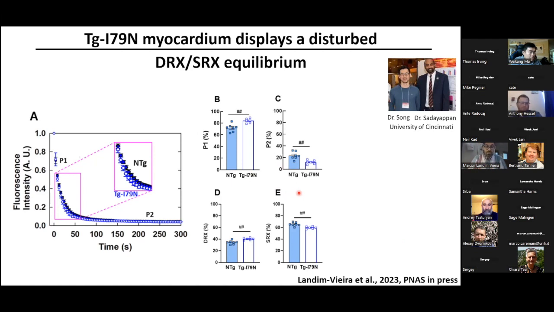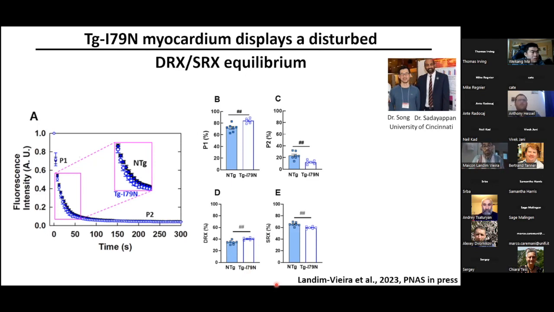And later, when we measured the approximate percent of myosin heads occupying the DRX, we observed a significant increase in myosin head population in DRX in the mutant compared to the wild type, and the population of myosin heads in SRX is actually reduced in the mutant compared to our control. So how could I explain how a mutation in the thin filament can affect the SRX-DRX equilibrium?